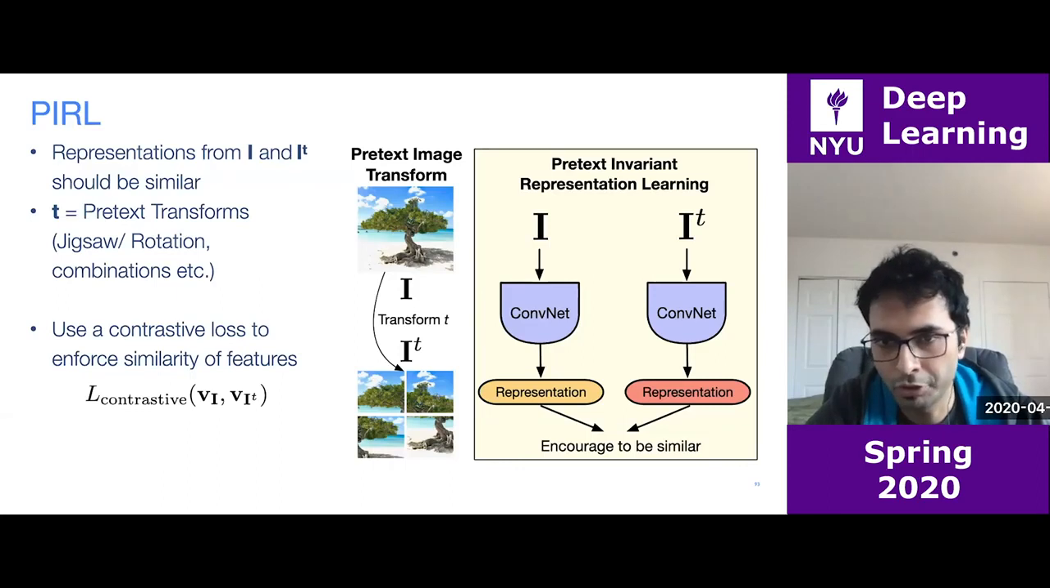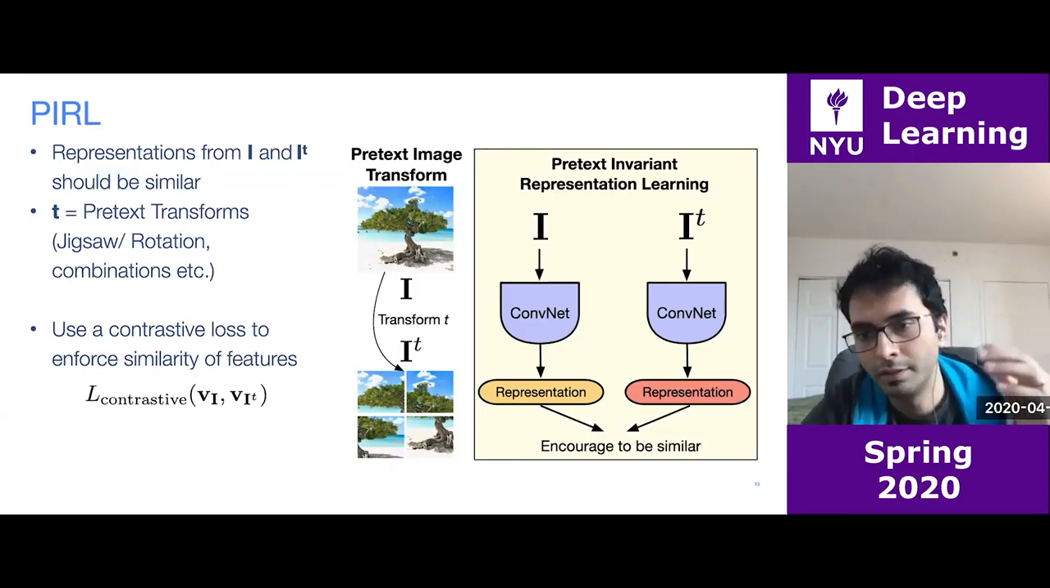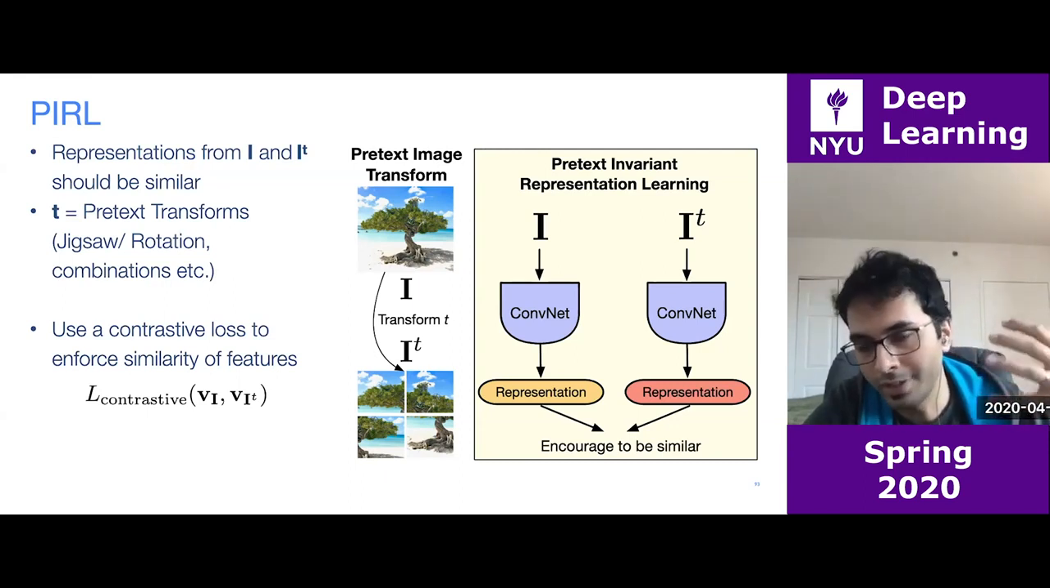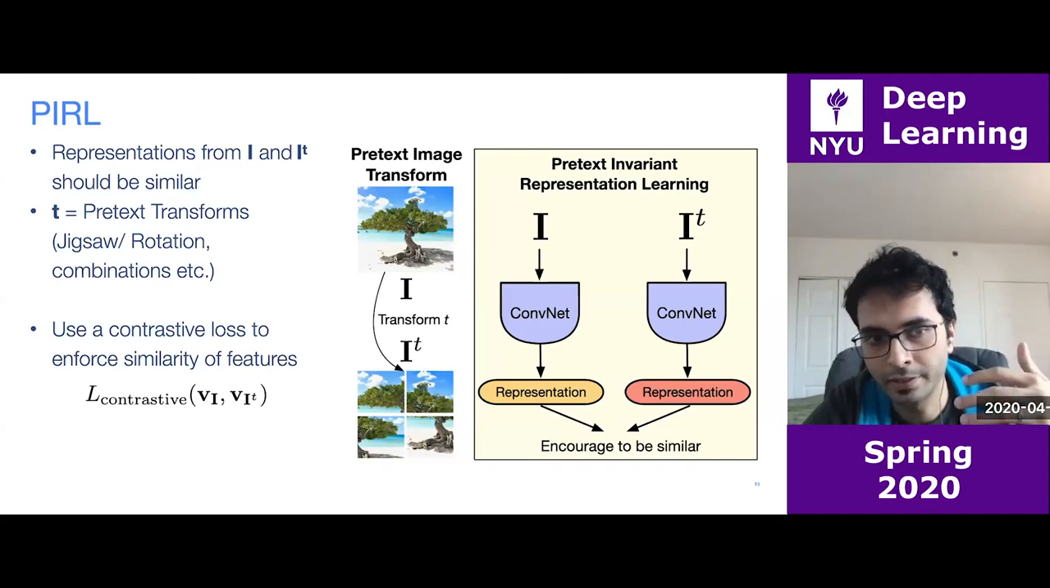And we also explored combinations of these transforms, so apply both jigsaw and rotation at the same time. In some way, this is like multitask learning, but you're not really trying to predict both jigsaw and rotation. You're trying to be invariant to both jigsaw and rotation.